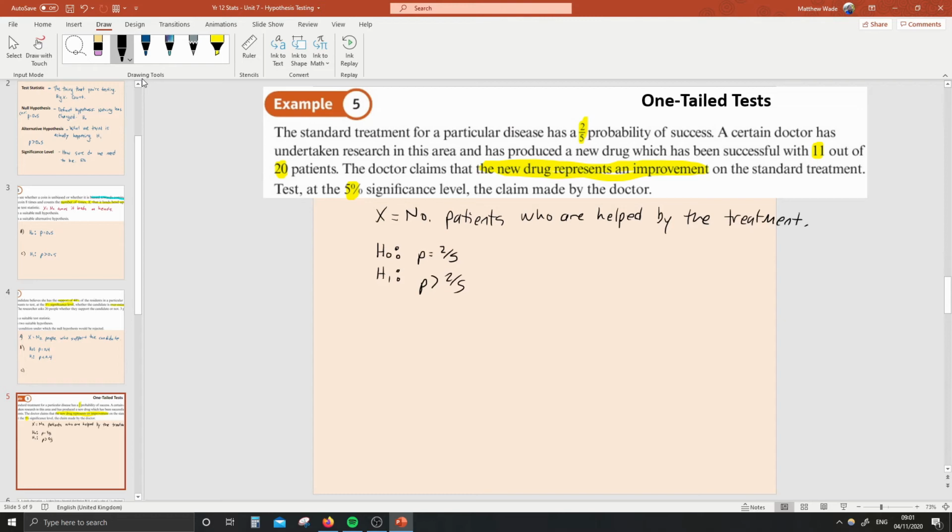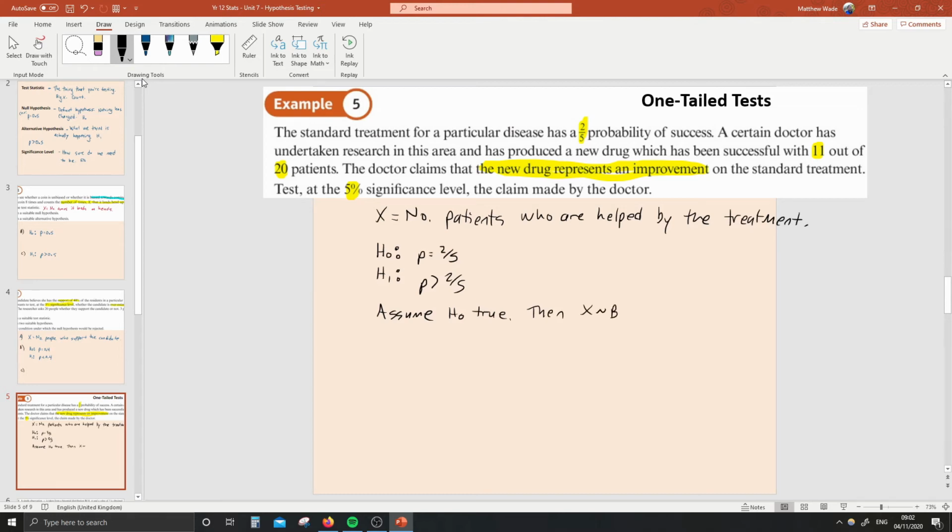Now, next step, buddies. Next step is this. We're going to write this sentence every time. You're going to write this: assume H naught is true. Because that means that we're going to go from the position that the old drug is fine still. And here's what we're going to do. Then, if H naught is true, it's this.